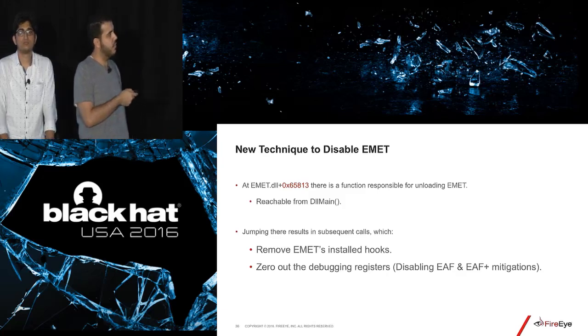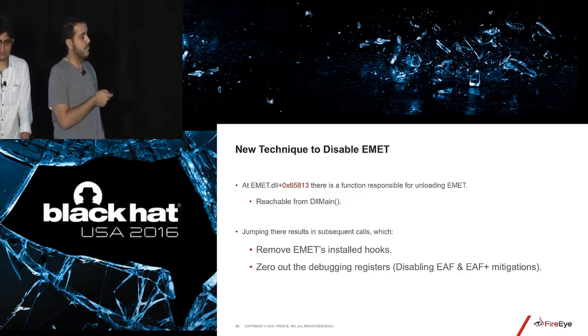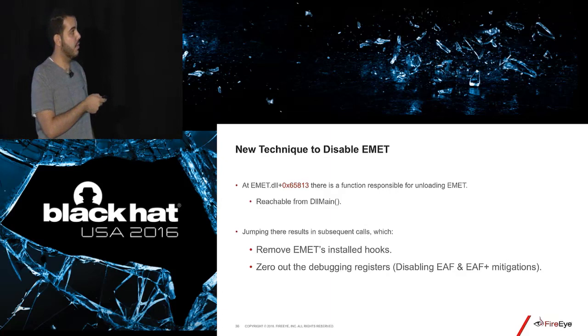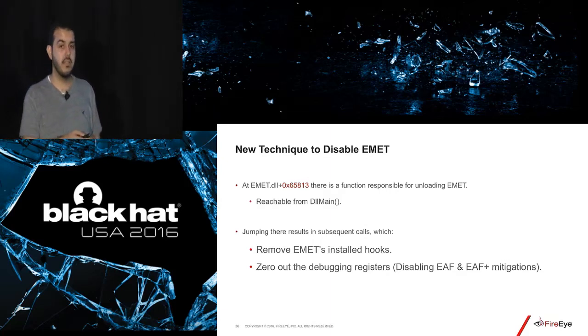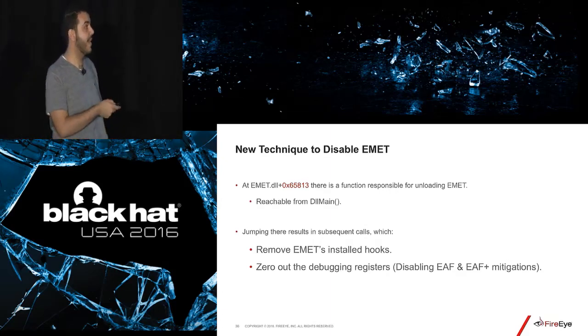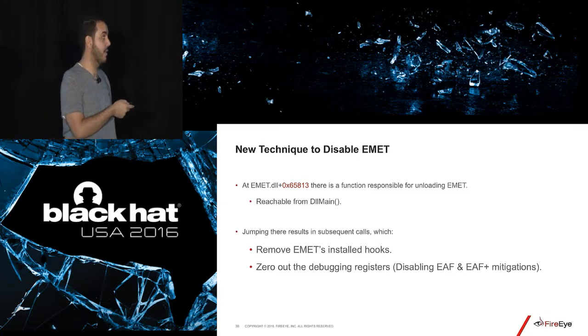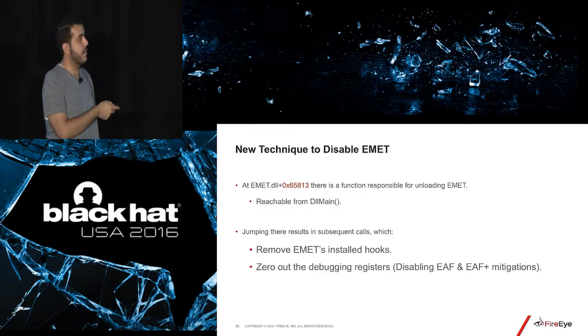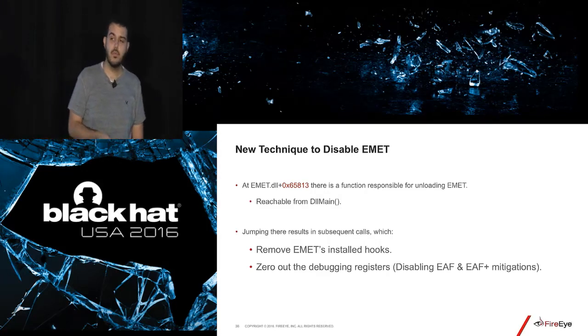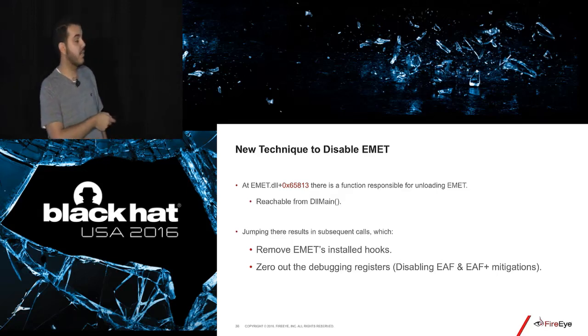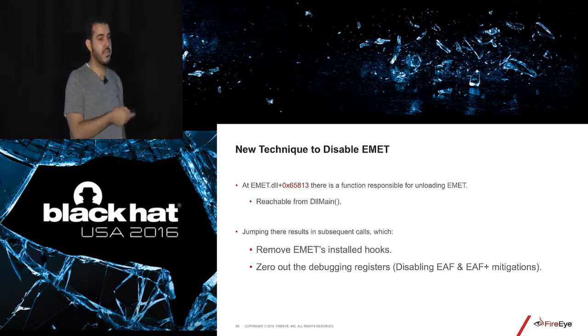So this portion of code, instead of jumping directly to this offset, we can reach this code from the DllMain when the right parameters get passed to the DllMain. The reason that we would like to use DllMain rather than jumping directly to the offset is that we could have this attack work against several versions of EMET instead of only one version at this offset, because from version to version this offset is going to change.